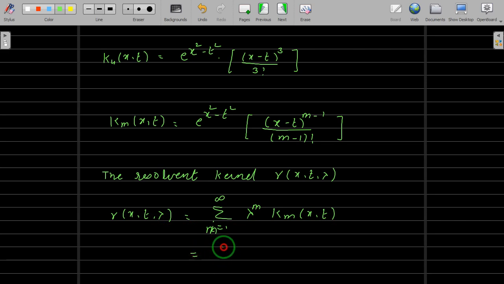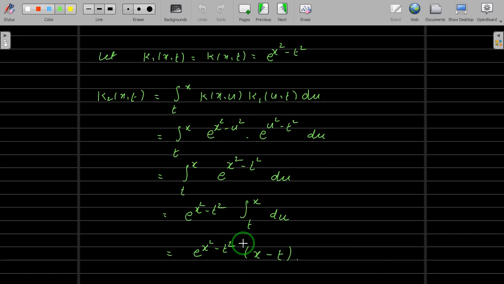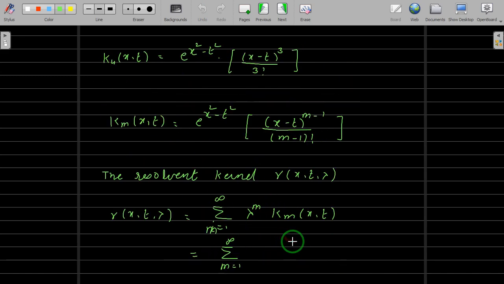So this is equal to summation m from 1 to infinity. We have lambda, and in our case lambda is equal to 1, and 1 raised to m is again 1, so let me write just 1, and km we got it here, so e raised to x square minus t square, and (x minus t) raised to m minus 1 whole divided by (m minus 1) factorial. If you can, then simplify this further.